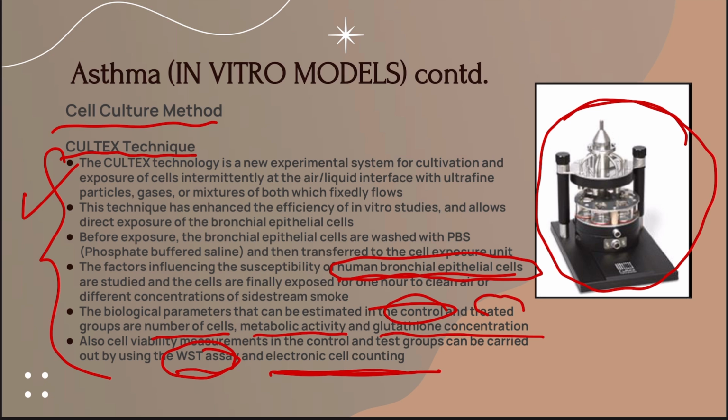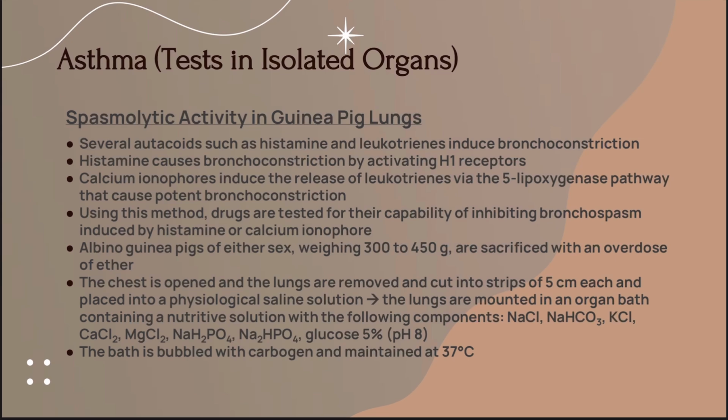So the Cultex method is used for finding the susceptibility of human bronchial epithelial cells in culture against smoke, and for this we give the test compound in the culture and we also give the control, and then we see whether the cells are surviving or not with the help of the WST assay. So this is basically the Cultex method, and recently this method is gaining a lot of attention and is being used very frequently nowadays. Now coming to the tests in isolated organs.